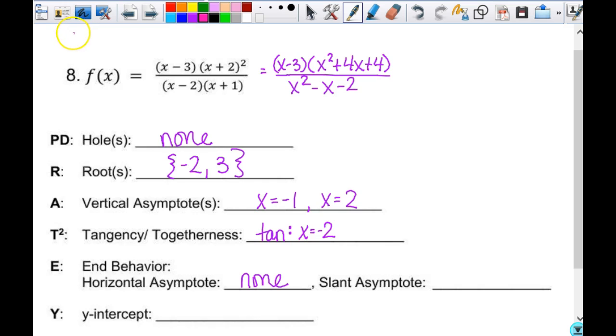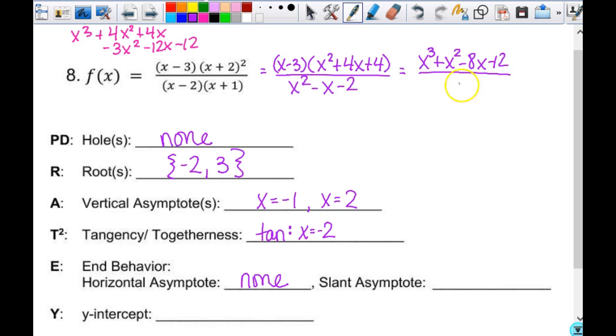I'm going to distribute that x first. This is going to give me x cubed when I distribute it, plus 4x squared plus 4x. Then I'm going to distribute that -3, so that will give me -3x squared minus 12x minus 12. So then when I put all that together, back over here in the numerator, that's going to give me x cubed plus x squared minus 8x minus 12, all over this right here, which is x squared minus x minus 2.